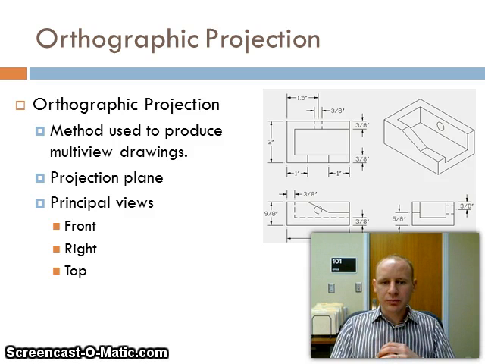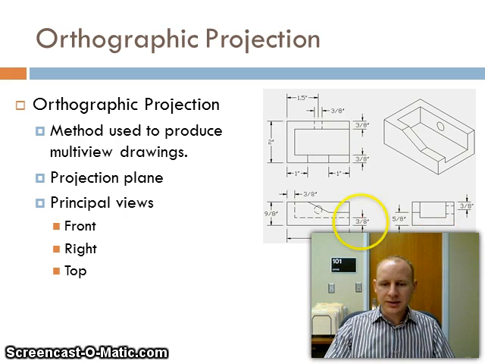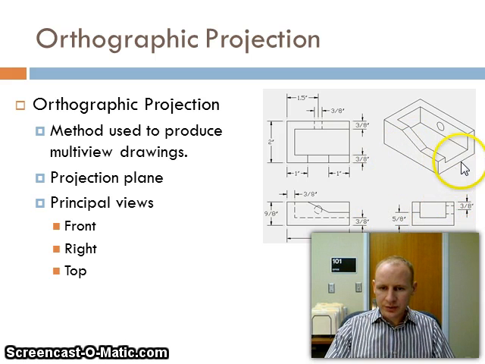So in the process of doing a multi-view drawing, we can use what's called orthographic projection. And orthographic projection is the method used to produce the multi-view drawings. And therefore we use projection planes to project the different sides or views of this particular object. The standard 3 views or planes that we use is the front, right, and top view. So in this case, this is the front view here, which correlates with what you see right here in the front view. We have a right side view here, which correlates with the right side of the object. And then we have the top view here, which would be a view coming directly down on top.